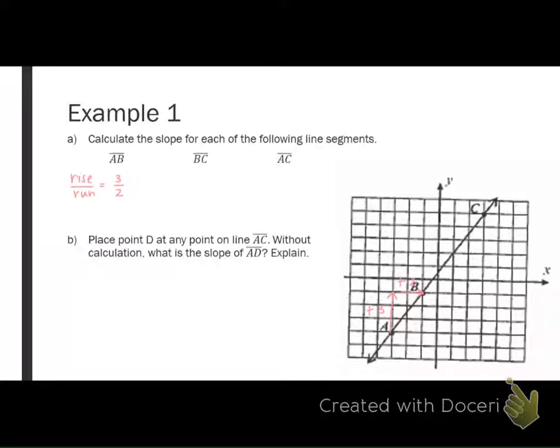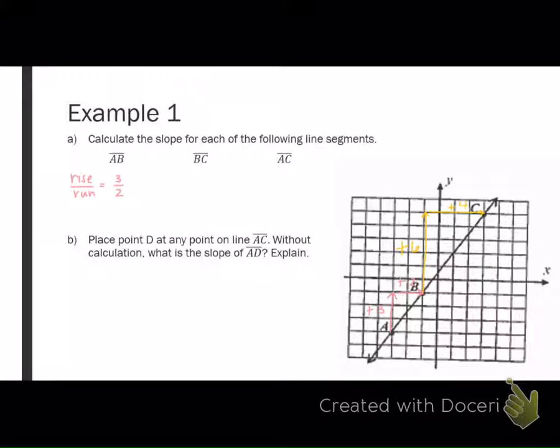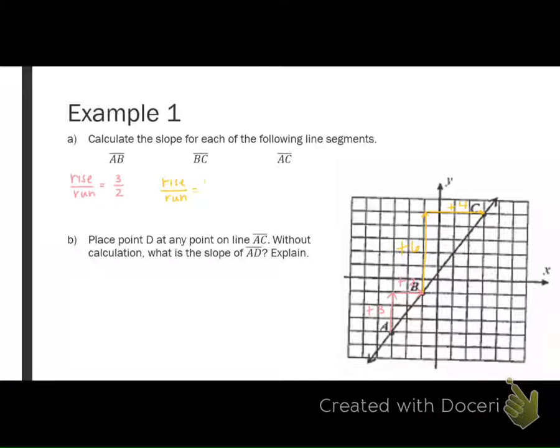Emma, what is my slope from B to C? What does it start as? 6 over 4. Right, you go up 6 over 4, and that does simplify to 3 over 2, because 2 goes into both of those: 6 divided by 2 is 3, 4 divided by 2 is 2. Right?